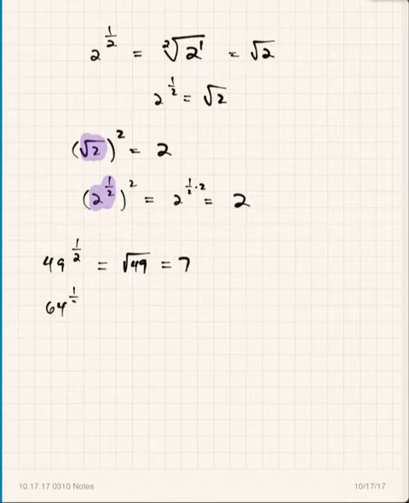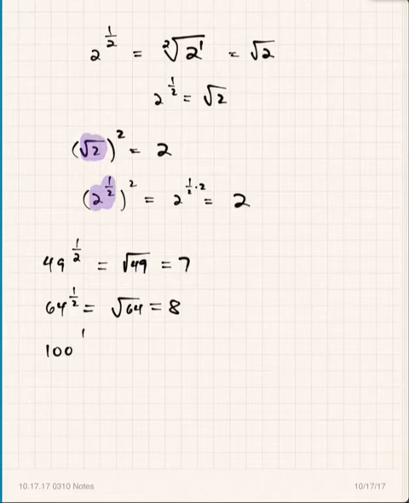64 to the 1/2 power would be the square root of 64. That would be 8. If you want to write it as a radical, if you want it to help you keep it straight, you can always do that. You don't have to write that middle step out if you don't want to. You can just say that 64 to the 1/2, in your head you're saying, hey, I know that's a square root, and then just write the root down at the end.